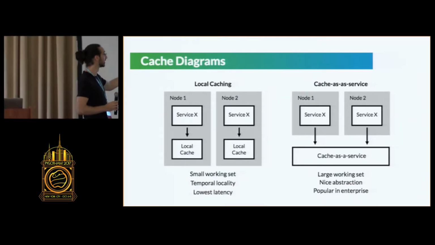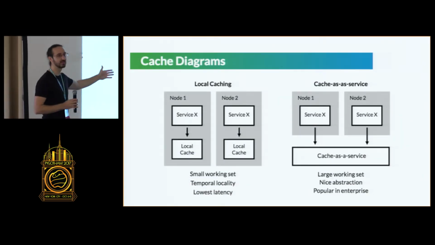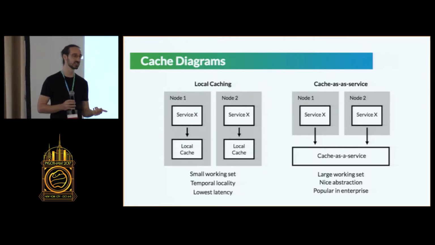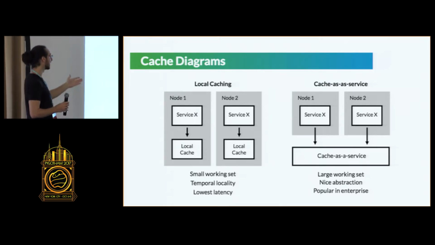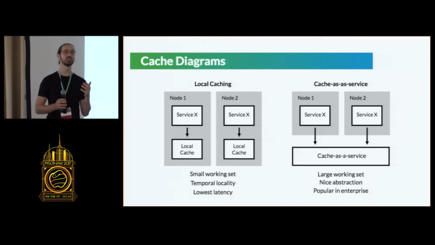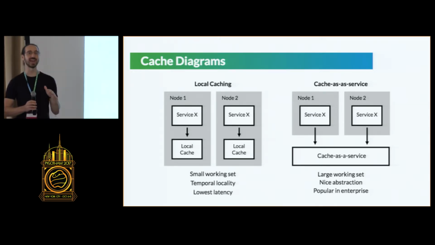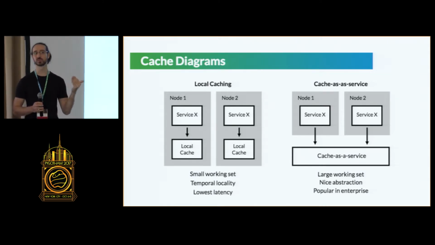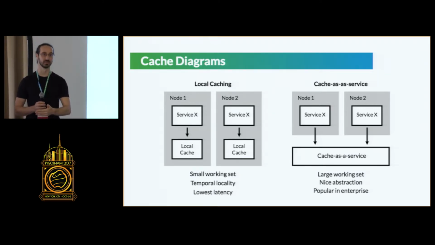So the simple ones are single level. Local caching is pretty obvious. On every node, you run a Memcache instance, and you communicate with it. It's great if you have a small working set. It's great if you only need temporal locality. It is generally the case that if somebody asks for something, they will also ask for it again soon, right? It's just how it is.